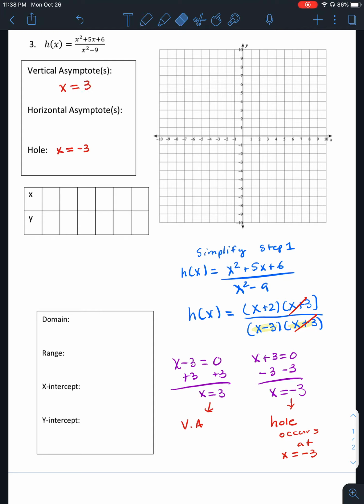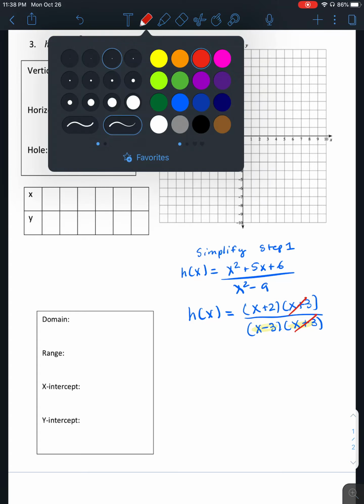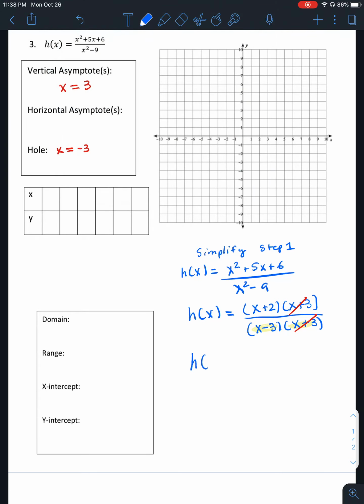Something important to keep in mind is the fact that we now have a new function. Our new function is h of x equals x plus 2, sorry, over x minus 3. And by new, I don't really mean something brand new, just something simplified. It's just a different version of what we started with.